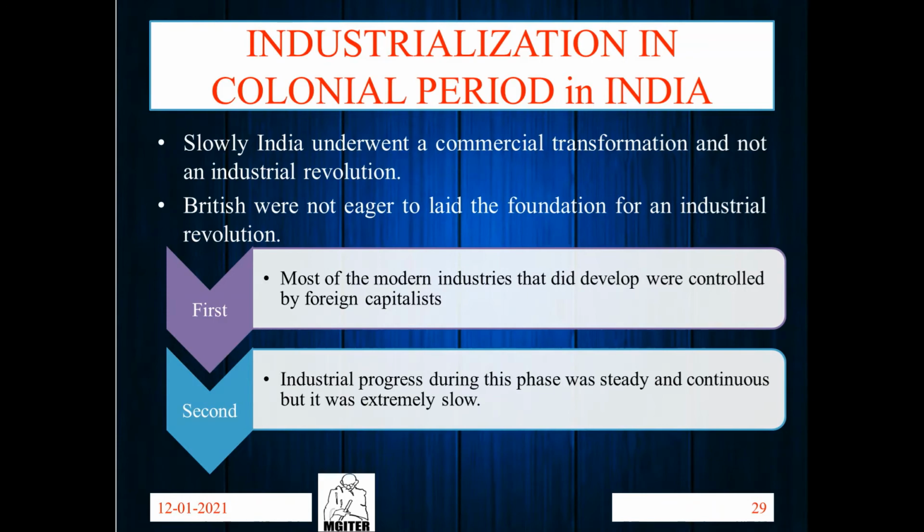First condition, the modern industry that did develop was controlled by foreign capitalists. Foreign capitalists means foreigners control it, means Britishers control it. And second, this phase was steady and continuous, but it was extremely slow.